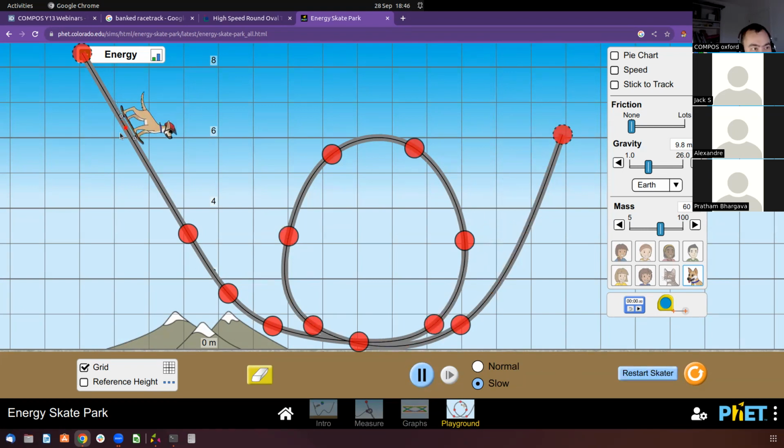And from 7, it might make it because the radius here is smaller, but let's see what happens. Oh, no, lost contact. So yeah, 7.5. 7.5 as predicted by the model. Quite cool. That's so satisfying.